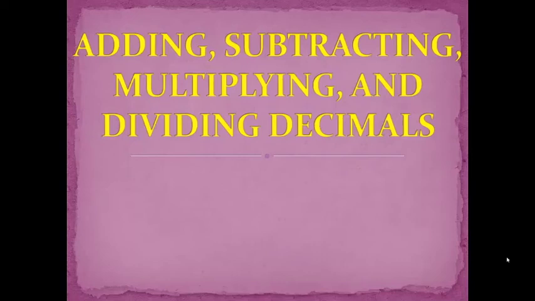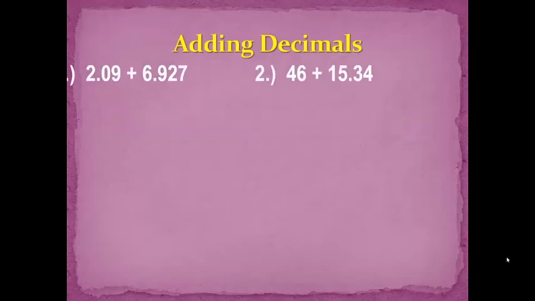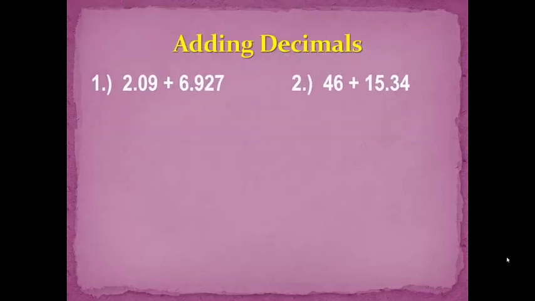Today's lesson is on adding, subtracting, multiplying, and dividing decimals. First, we'll look at adding decimals. So for number 1, we have 2 and 900ths plus 6 and 927 thousandths. When we add decimals, we need to line up our decimal.